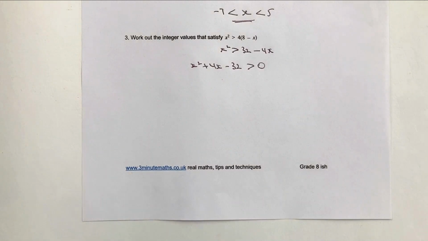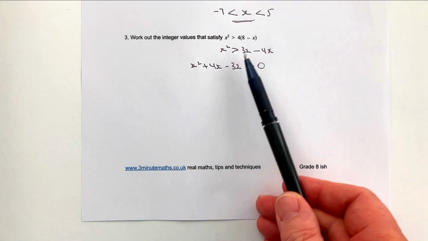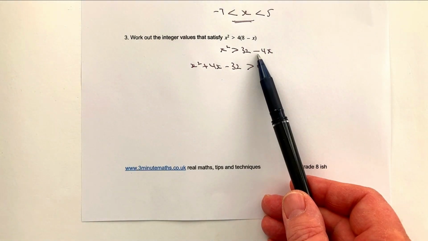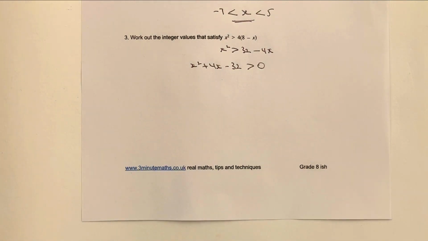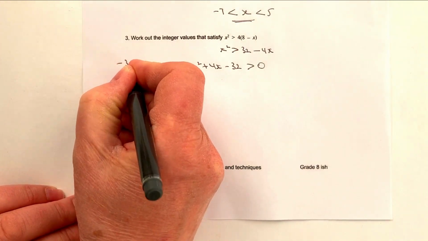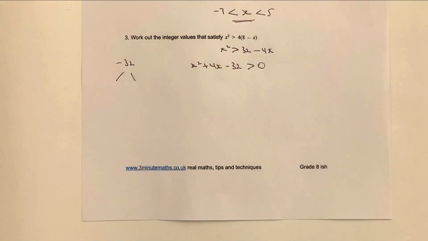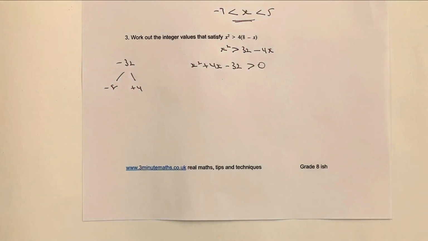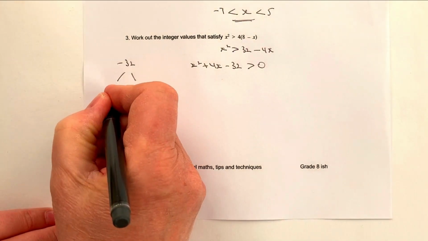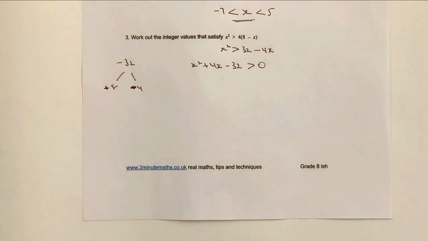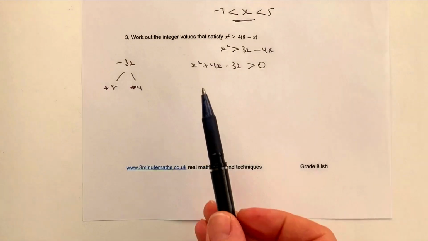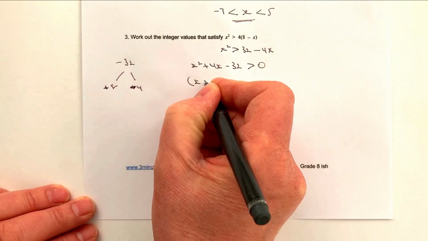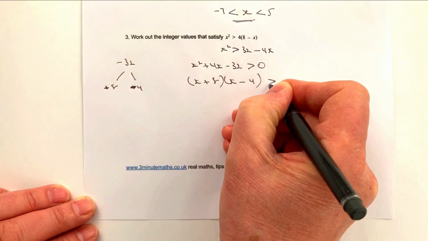Hopefully that's all right with you. What I've done is I've brought this 32 over to the other side by minusing it. So minus 32 both sides means I lose that one and I get x squared minus 32. And then add 4x to both sides. I lose this side and this side becomes plus 4x. Now I want two numbers that when I multiply them together make minus 32, and when I add them together make plus 4. The two numbers are going to be +8 and -4. I'm so sorry, +8 and -4. So +8 minus 4 gives me +4, and +8 times -4 gives me -32. So I can write that as x plus 8 multiplied by x minus 4 is greater than 0.